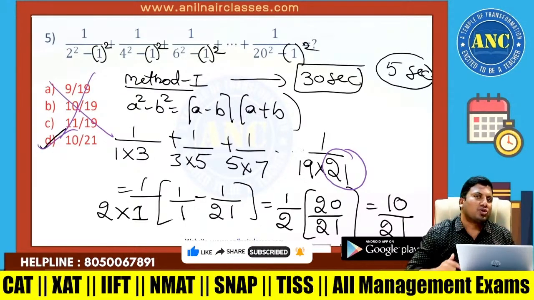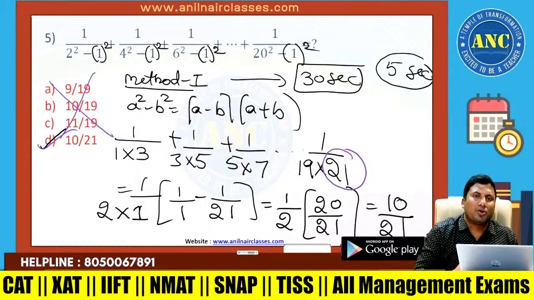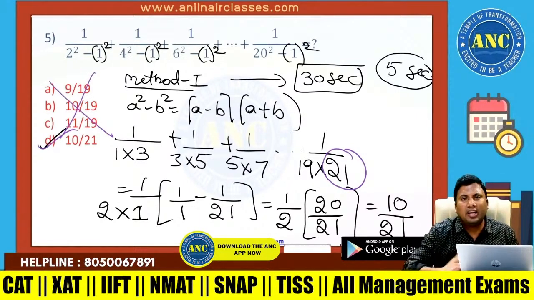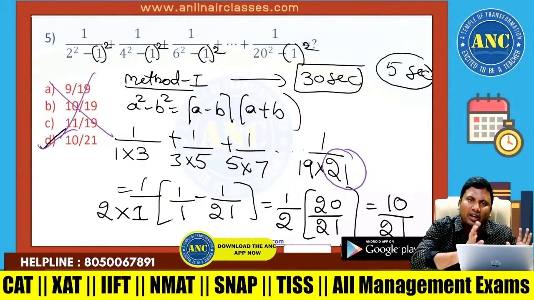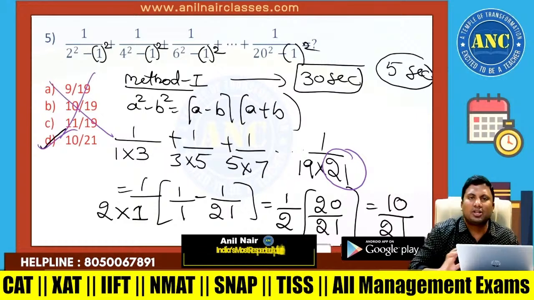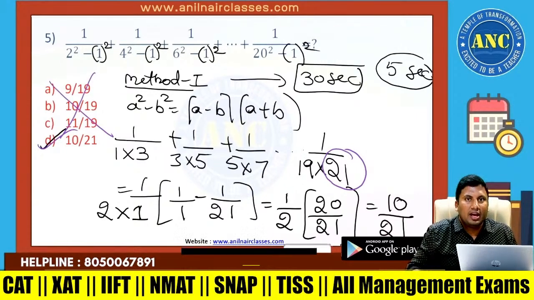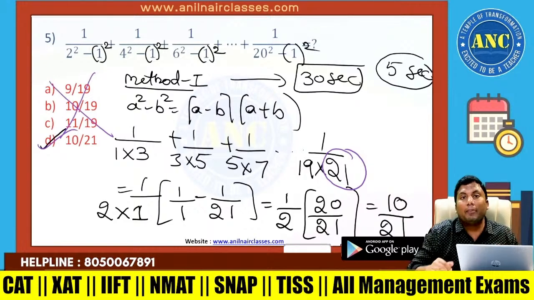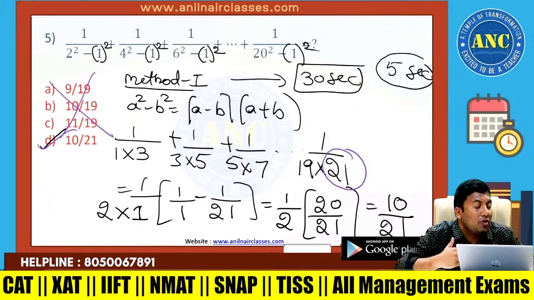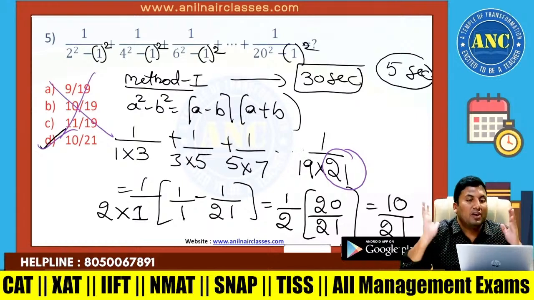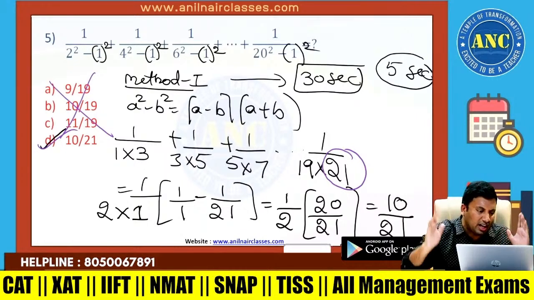Those students who are the students of Anil Nair, just by looking at a question, you can say that the last term is 21, so the denominator should be 21 or a factor of 21. Three options are eliminated. If more than one answer option has 21, you will go with method 2, or if the fraction values in the options are far away from each other, you will use approximation. Crystal clear clarity.